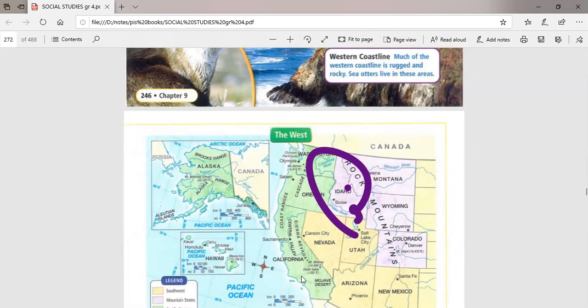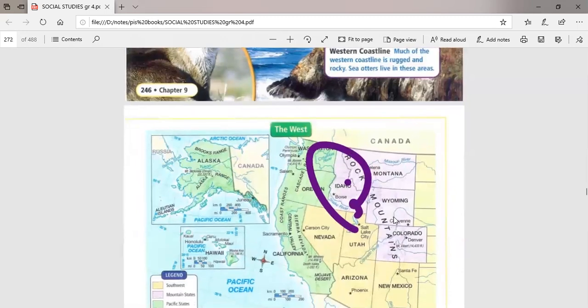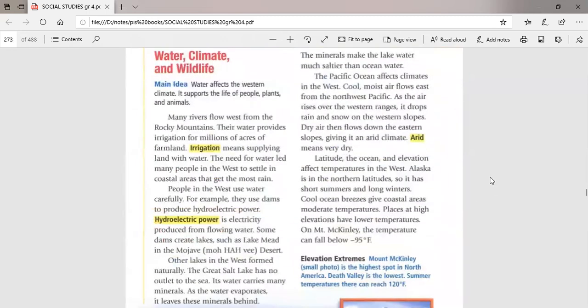So again, returning back to the map, all of these states along the Pacific Ocean carry moist air because of the Pacific Ocean. But if we speak about these states, the mountain states, it carries arid air. Arid air means dry air. Okay, so arid air is different than moist air. Moist air in the Pacific states, but arid air in the mountain states.